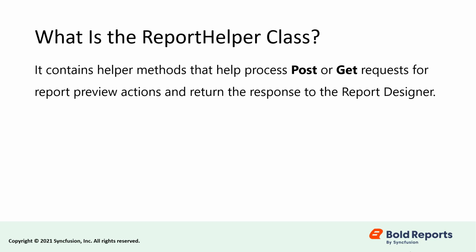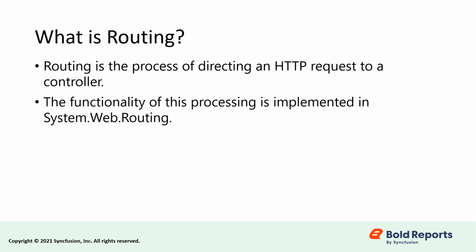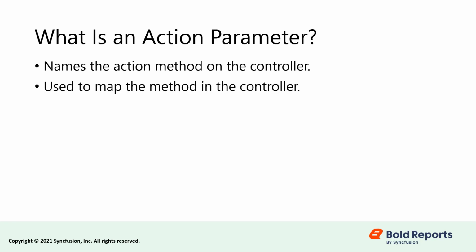The class ReportHelper contains helper methods that help process post or get requests for report preview actions and return the response to the Report Designer. Now let's add routing information. Routing is the process of directing an HTTP request to a controller, and the functionality of this processing is implemented in System.Web.Routing. The action parameter names the action method on the controller, which is used to map the method in the controller.